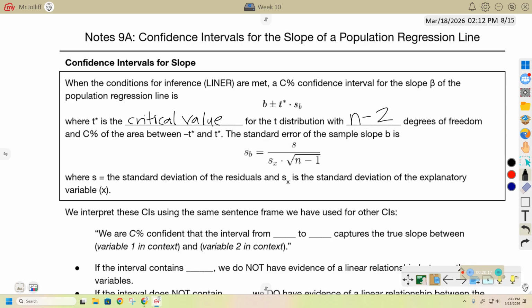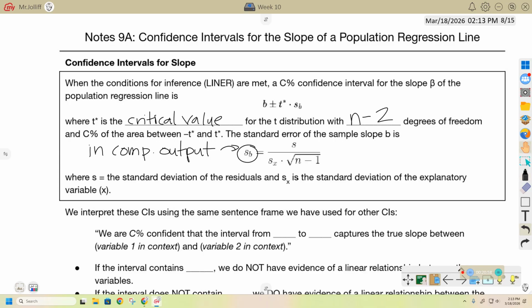Again, you shouldn't have to calculate it because this is in the computer output. You should not need to calculate SB. That should be given to you in the computer output. B should also be given in the computer output, meaning the only thing that I have to calculate to set up my confidence intervals is my critical value. How do I find critical value? Inverse T. We already know how to do it. It's the same as the means and proportions. Good. Not so scary.